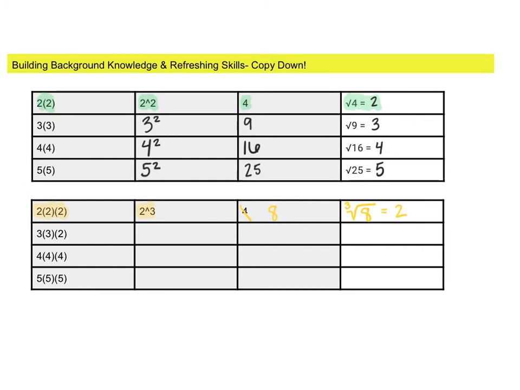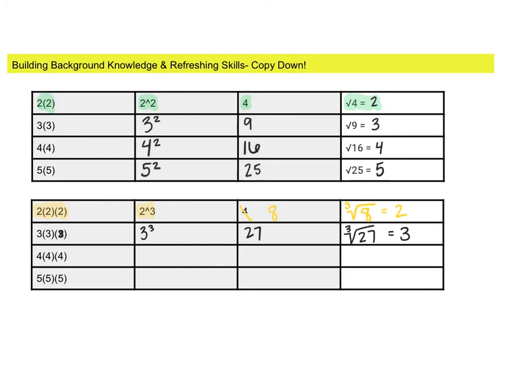Practicing more. Oh, there's another mistake here. This is supposed to be a 3. So 3 times 3 times 3 is the same as saying 3 cubed. What is 3 cubed? Well, 3 times 3 is 9, times another 3 is 27. And we can rewrite this backwards as saying that the cube root of 27 is 3. Okay?